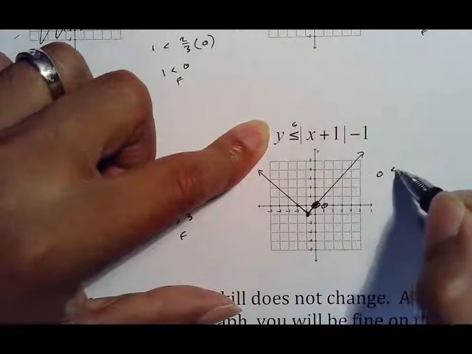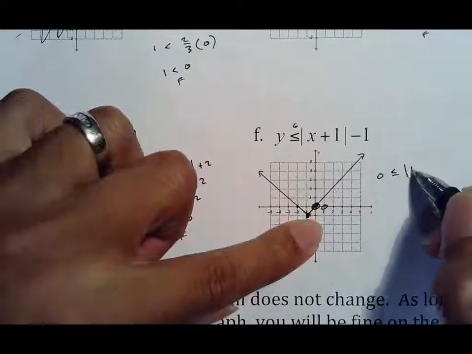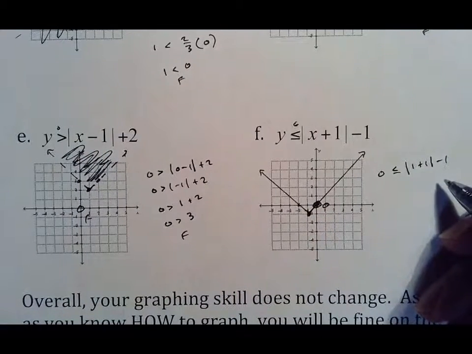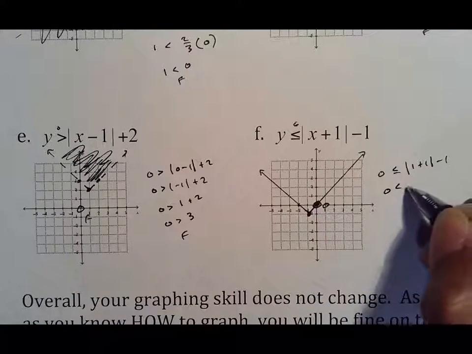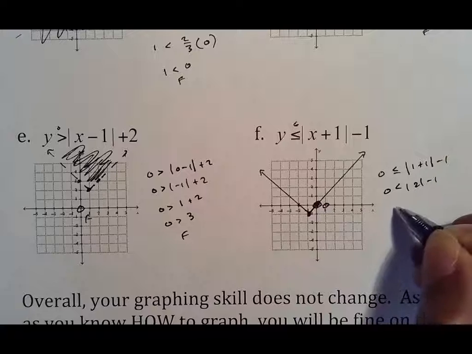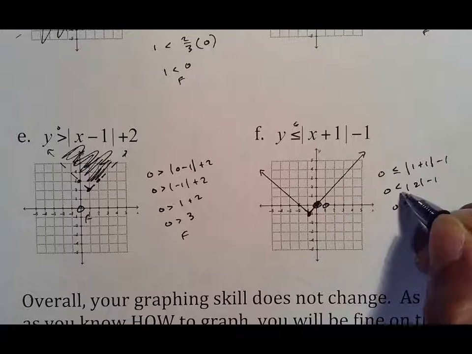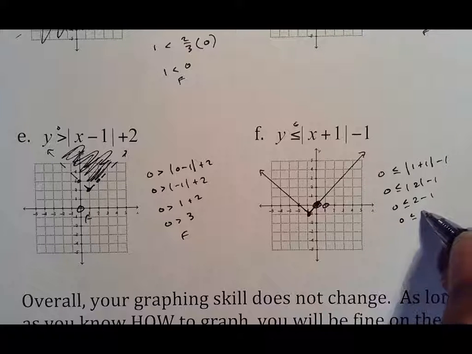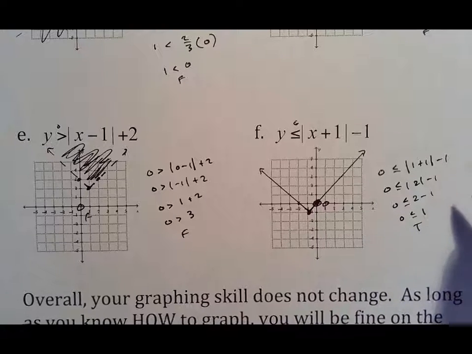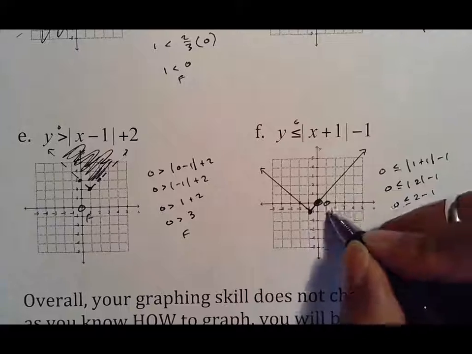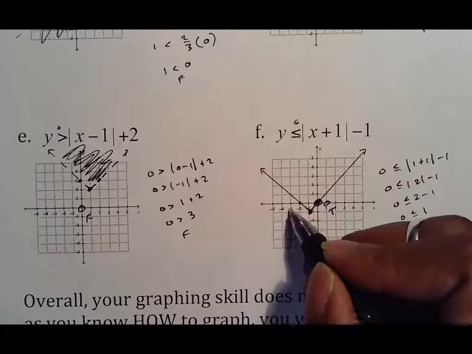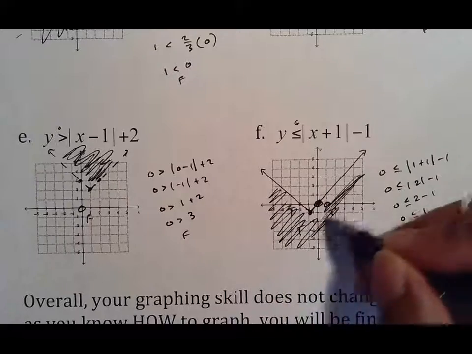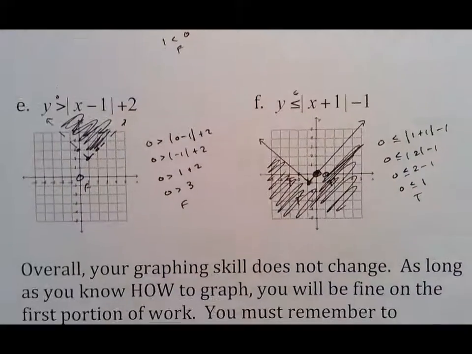So 0 less than or equal to absolute value of 1 plus 1, minus 1. 0 less than or equal to absolute value of 2 minus 1. 0 less than or equal to 2 minus 1, which means that 0 is less than or equal to 1. That statement is true. And because that statement is true, it means everything out here is true. And so instead of going inside the V this time, we're going to stay outside.